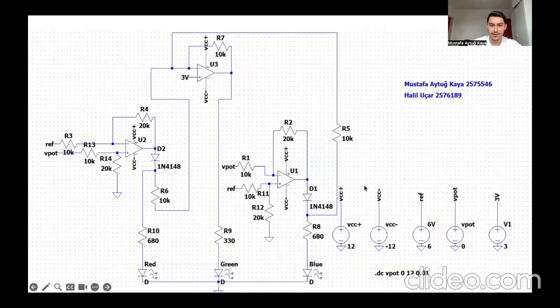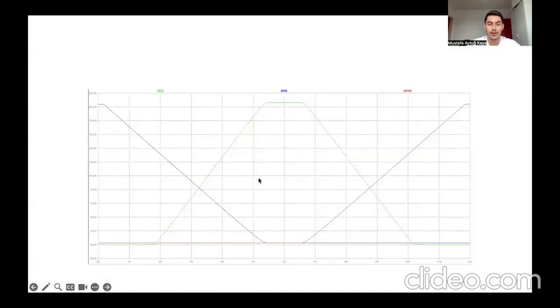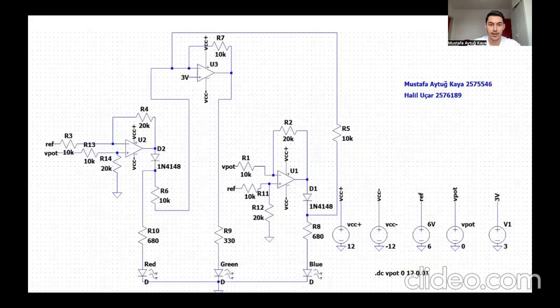In our LTspice schematic, we use VPOT notation for the potentiometer as the sensing unit. We use the universal op-amp 2 in LTspice and the TL081 in the laboratory.